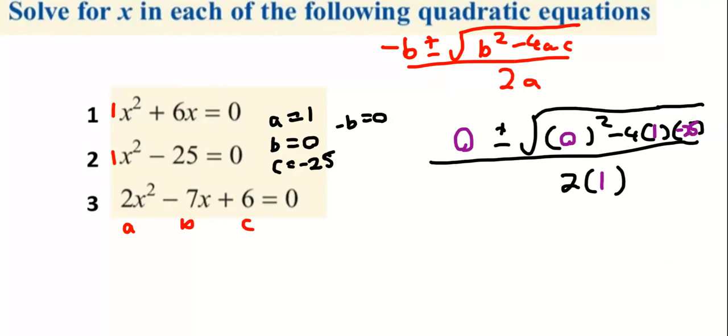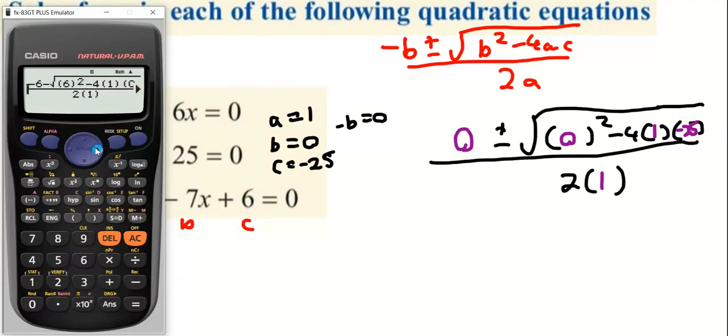Go into the calculator again. And let's adjust our question. Okay, so we'll start off with the plus, so it's going to be 0 plus square root of 0 squared, minus 4 times 1 times minus 25, all over 2 times 1, no bother, and you get 5 as your answer.